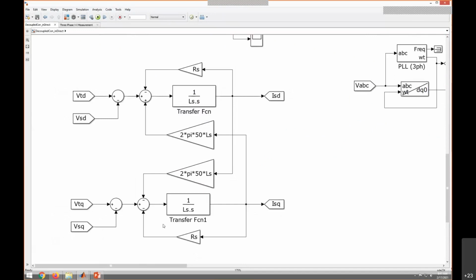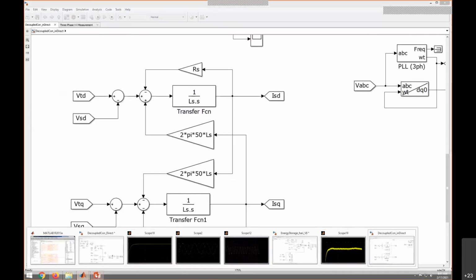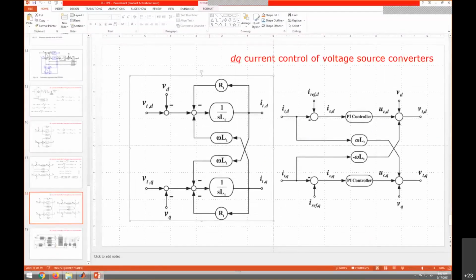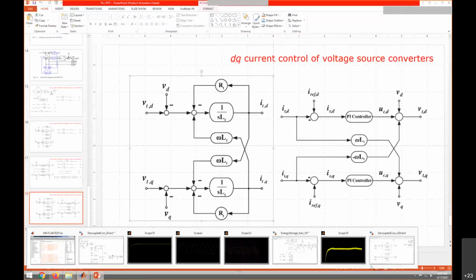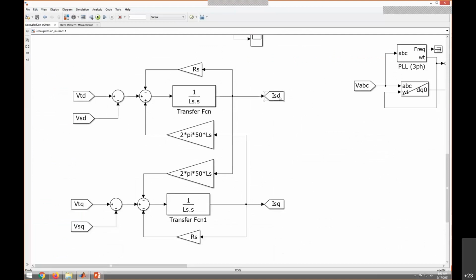So this is again this cross coupling. So this minus minus here. By minus minus you can see here, right? So here you have this minus minus, right? Just try to implement the same thing. So that gives you this ISD and ISQ.